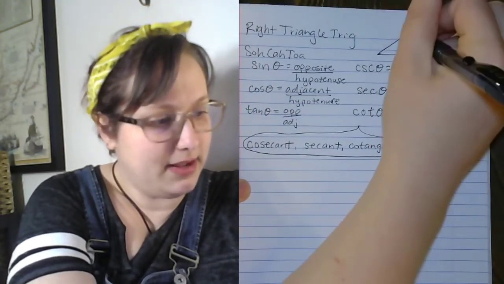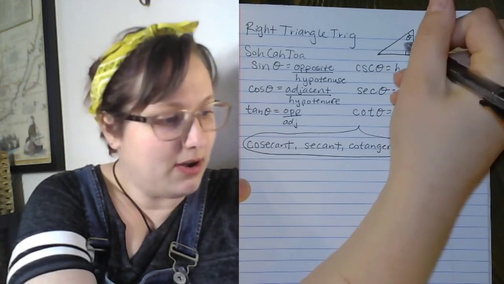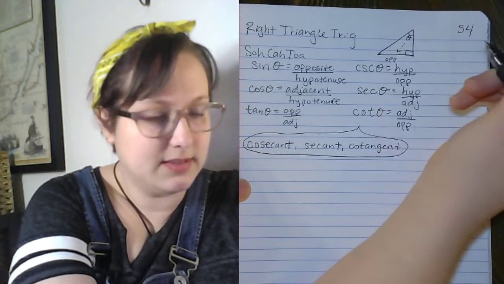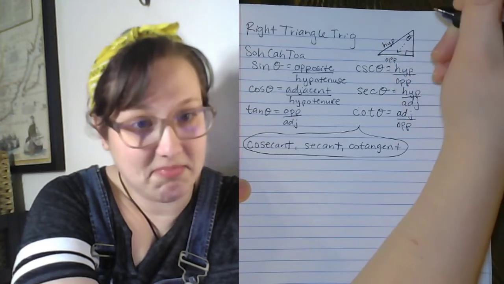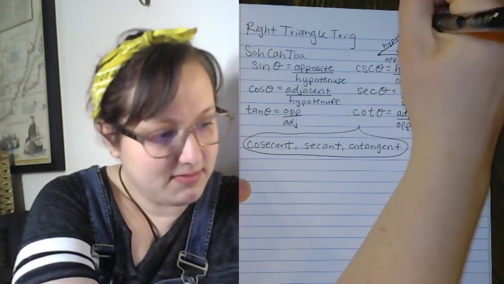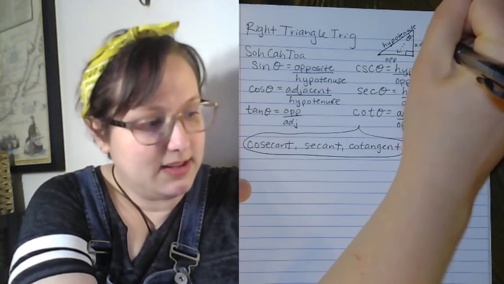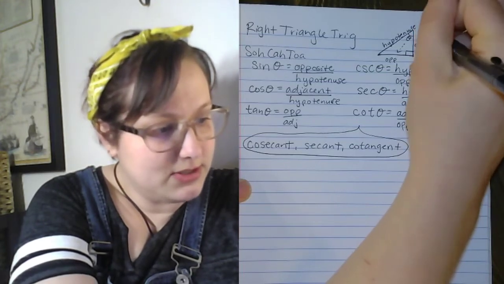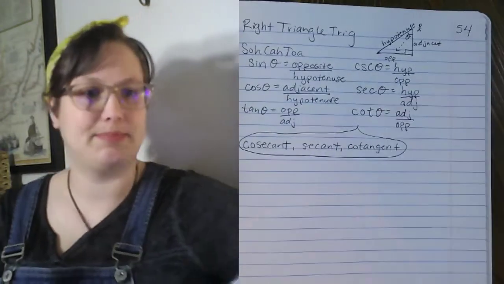So let's say that my theta is right here. The one opposite from this is opposite. The longest one is the hypotenuse. That's where the hippo sits. And then the one that's left is adjacent. It's the one that, if there was a dude standing here, he could slap it, but it's not the longest one. That's the adjacent one.